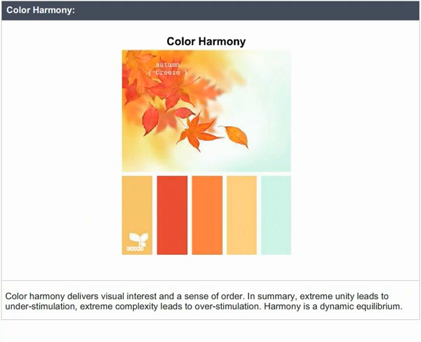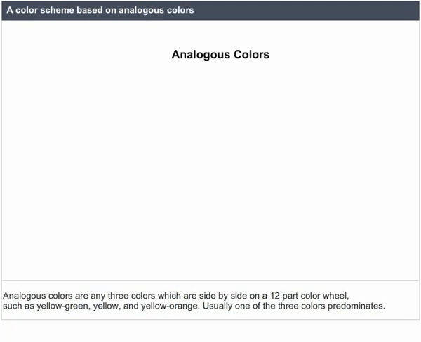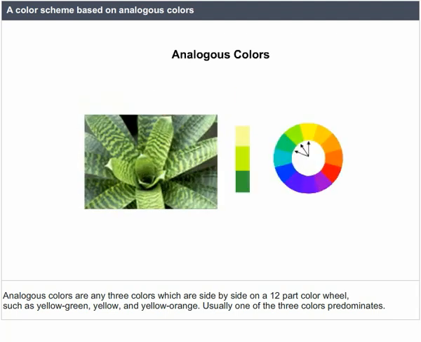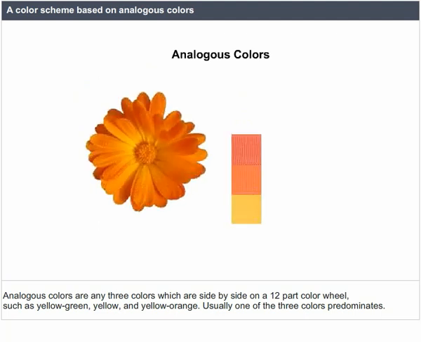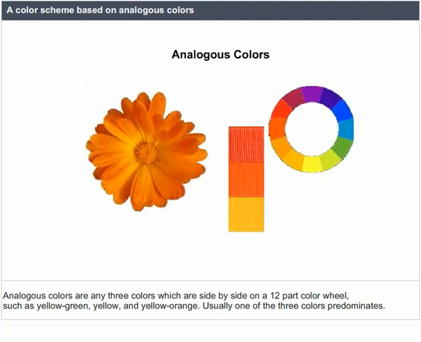A color scheme based on analogous colors. Analogous colors are any three colors which are side by side on a 12-part color wheel, such as yellow-green, yellow, and yellow-orange. Usually one of the three colors predominates.